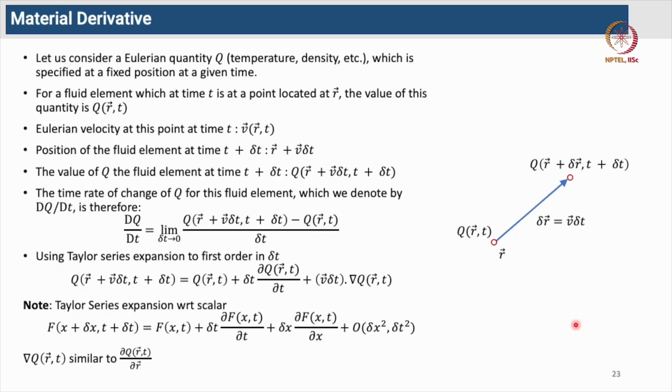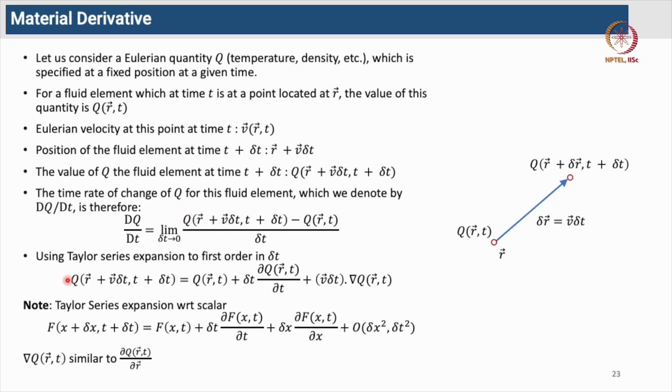Okay, now we have already covered the concept of material derivative. So if we consider an Eulerian quantity Q at a fixed position in time, then for a fluid element which is at that location at time t, the value of that quantity is q(r,t), and the Eulerian velocity at that point is v(r,t). The position of the fluid element is this. So therefore the rate of change of q of the fluid element is denoted by capital Dq/Dt, which is given by this.